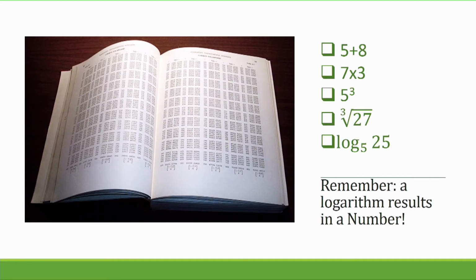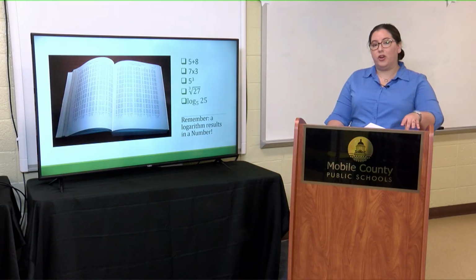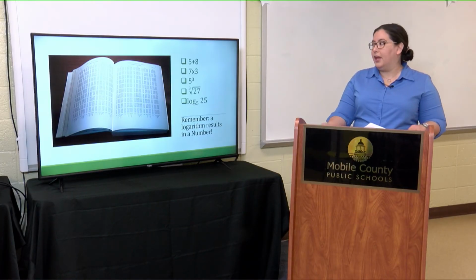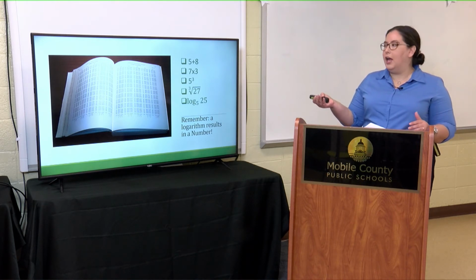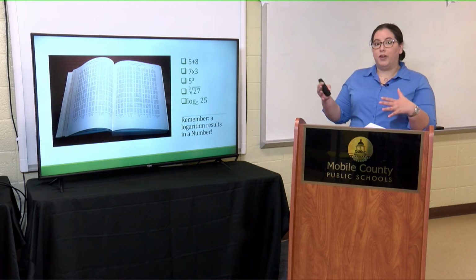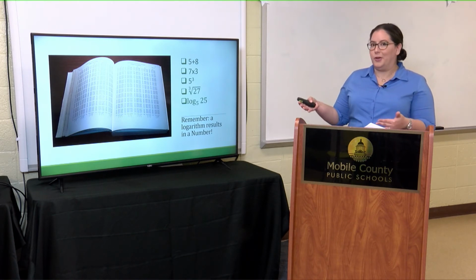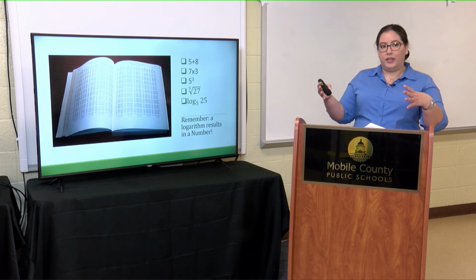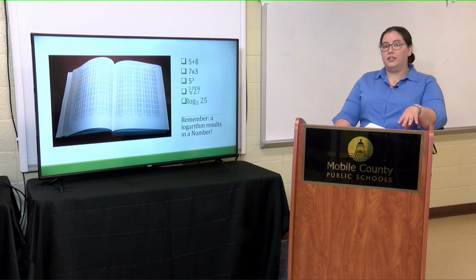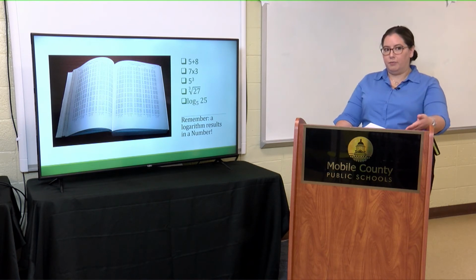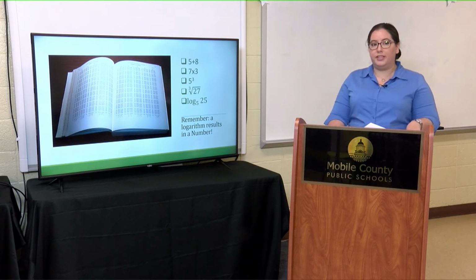So I want you to keep in mind that this is an operation, and when the base and the argument are filled out, you're going to get a number. And so this is a table of logarithms, kind of like a multiplication chart, how people used to find logarithms. And basically all of these numbers are in your calculator now, kind of like your multiplication chart is in your calculator as well. So I just wanted you guys to realize that like 5 plus 8 is going to give us a number, right? So logarithms are going to do the same sort of thing. So log base 5 of 25 is going to give us the number 2.